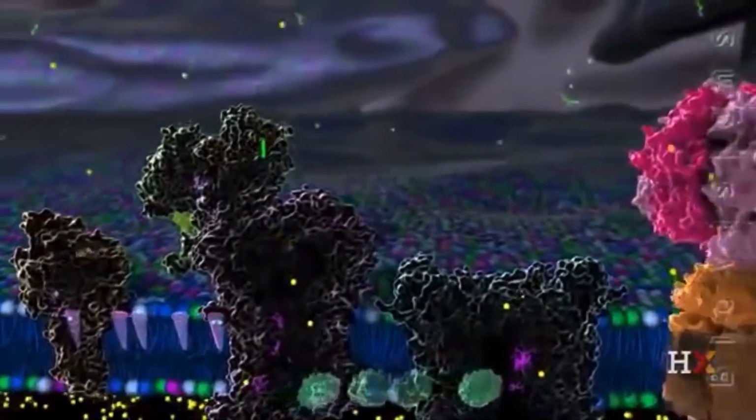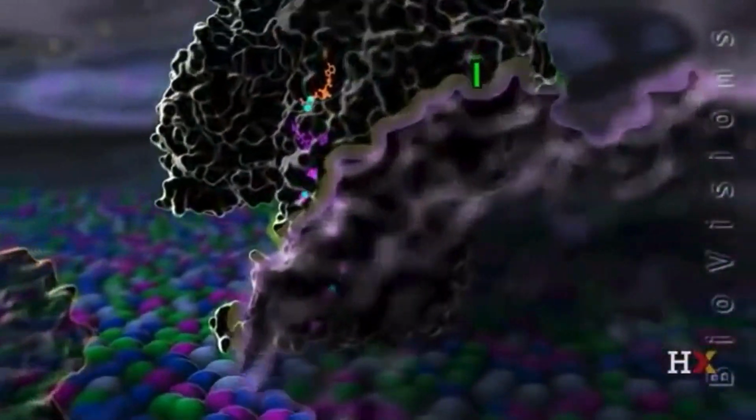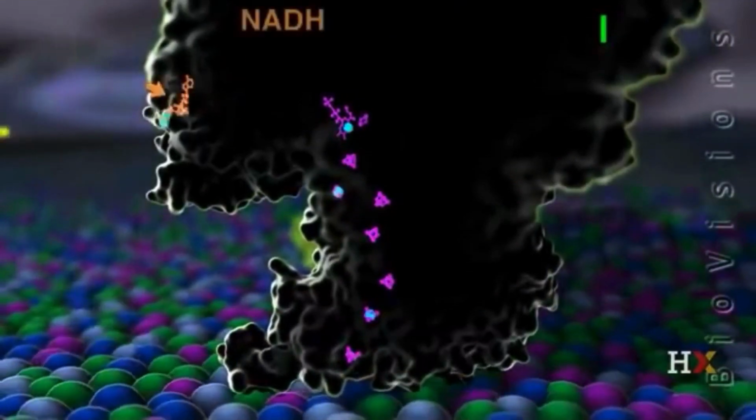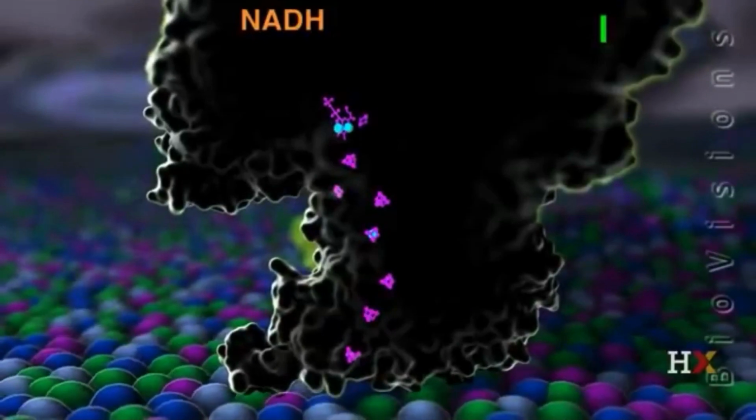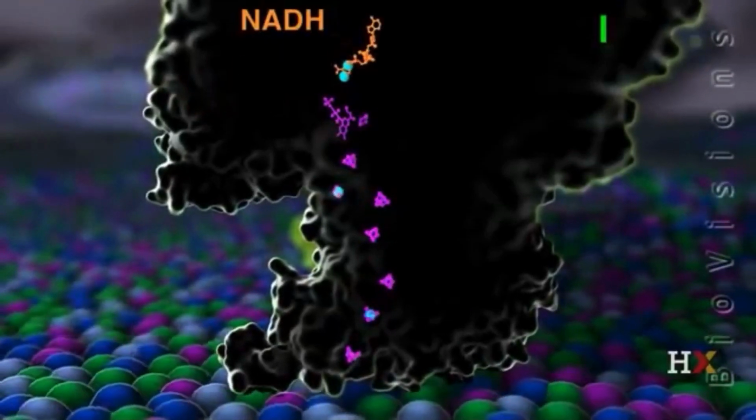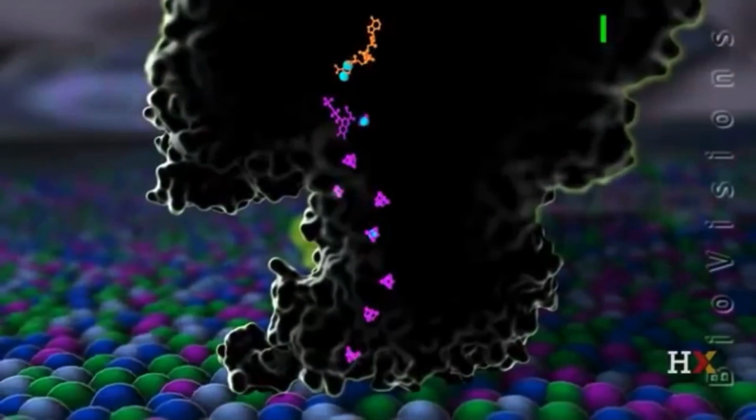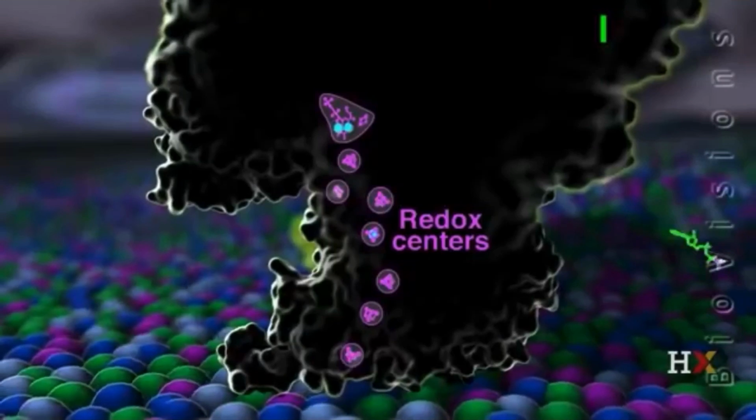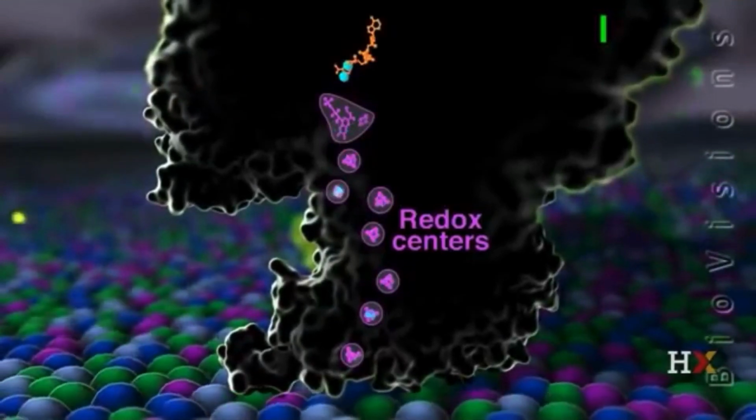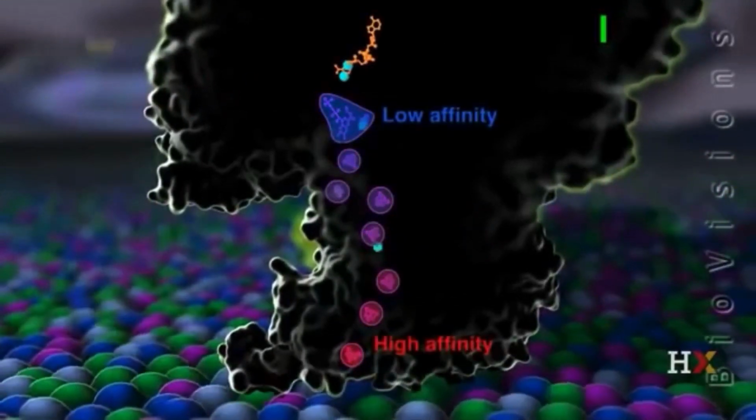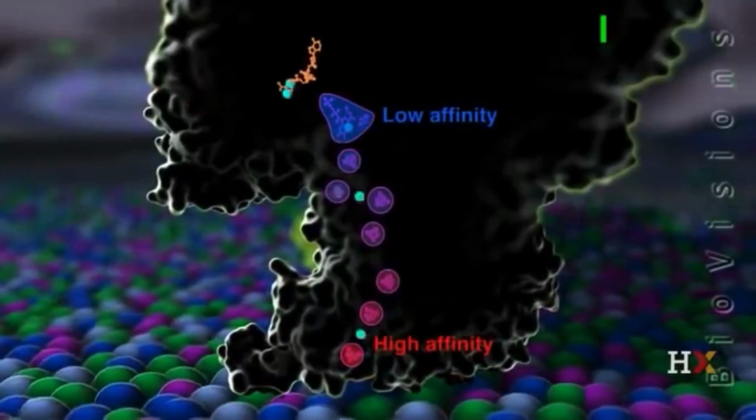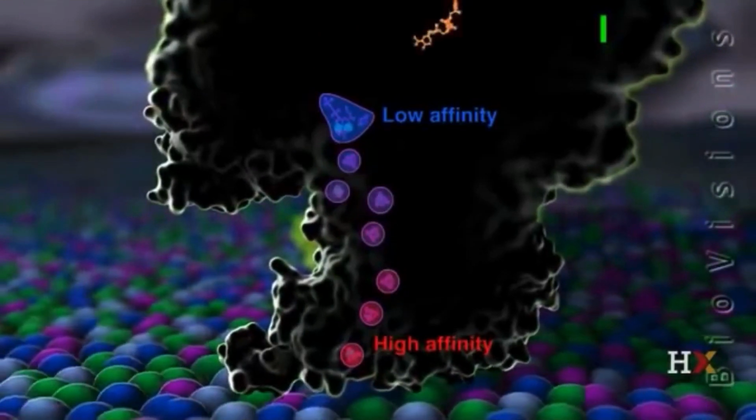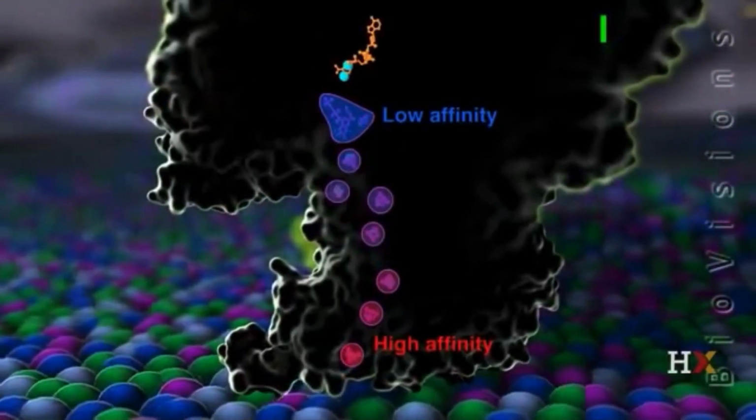Let's focus on complex 1. A byproduct of sugar metabolism called NADH deposits 2 high-energy electrons in complex 1, where they are passed along a chain of redox centers. Redox centers are clusters of atoms that have different affinities for electrons based on their unique atomic configurations. Let's closely consider a pair of redox centers to reveal 2 reasons why an electron moves from the top redox center to the bottom.